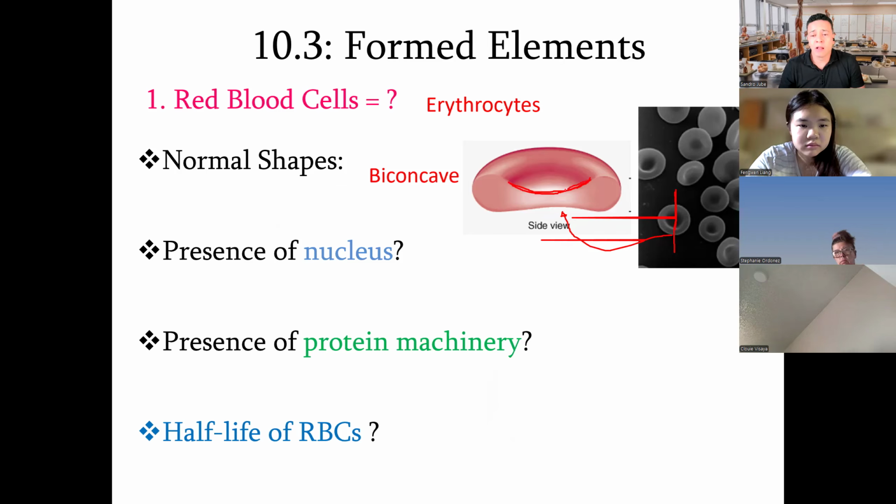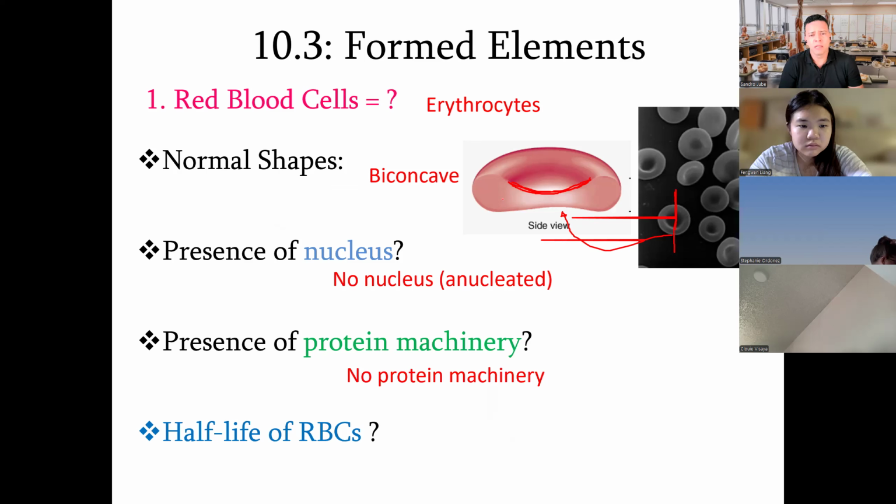Now, does a red blood cell have a nucleus? No. Mature red blood cells are anucleated. They don't have a nucleus. Is a red blood cell going to have protein machinery, like ribosomes, for example, to make proteins? Of course not. If you don't have a nucleus, you don't have DNA. If you don't have DNA, why would you have protein machinery to make proteins? Right? You can't make protein from nothing.